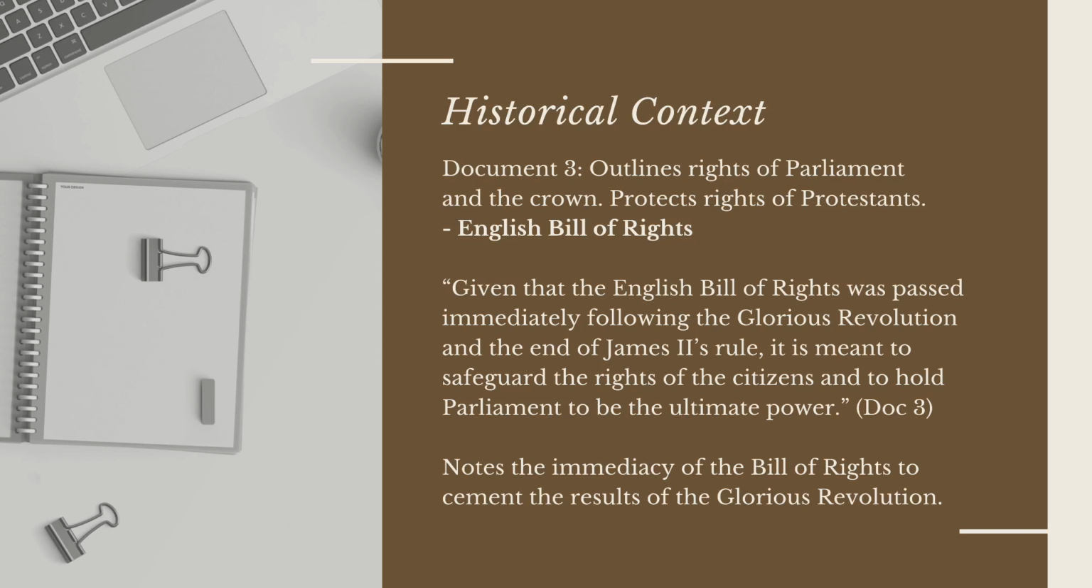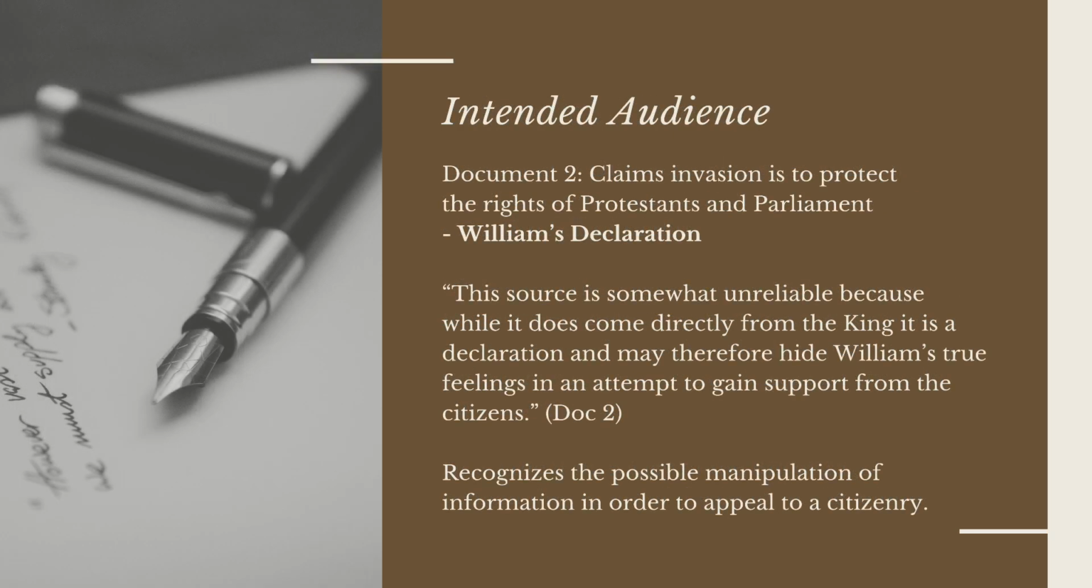James II's rule, it is meant to safeguard the rights of the citizens and to hold Parliament to be the ultimate power. It notes how the English Bill of Rights was written after the Glorious Revolution, and the fact that it was written after and supports the Glorious Revolution is noting the historical context, along with why that is significant to the argument.